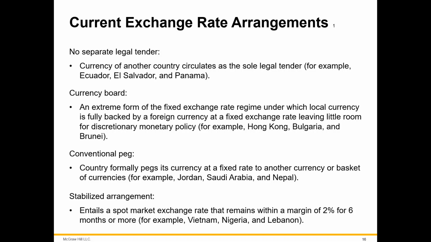A conventional peg is less extreme, and it's shooting for the currency to trade at a fixed exchange rate to a currency or another basket of currencies. You can imagine trying to trade at a fixed exchange rate with the dollar, or with the euro, or with the trade weighted average of the dollar and the euro, or maybe the renminbi and the yen, or some aspect of that.